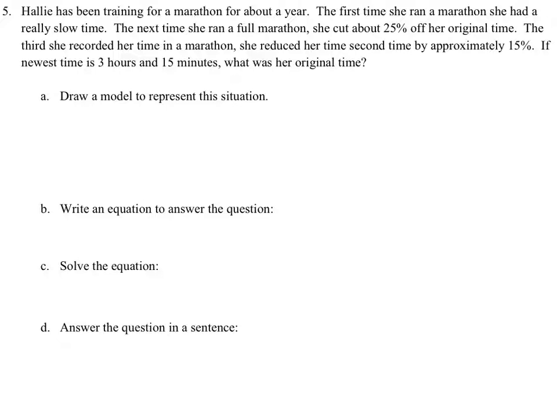Now, we're not so worried about the model, but we'll use this space to solve these, and it's not going to require one equation, but probably a couple, because she had 3 races right there. So, starting off right here, we can see that she reduced her time from the second time by approximately 15%. All right. So the first thing it says is that Hallie has run, her newest time is 3 hours and 15 minutes. What we're going to want to do is change this into a decimal.